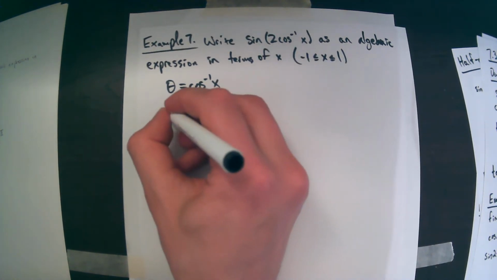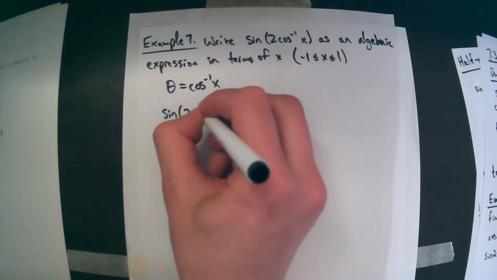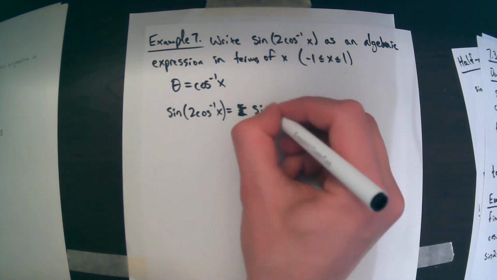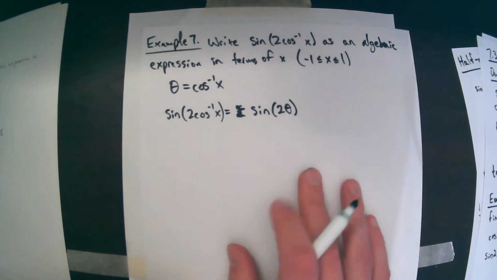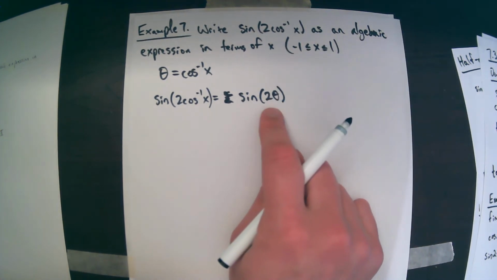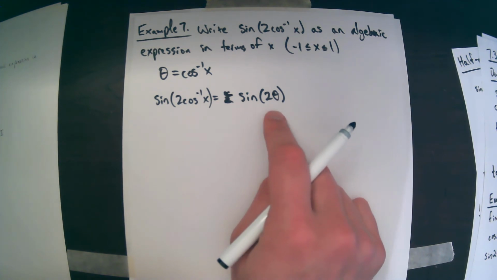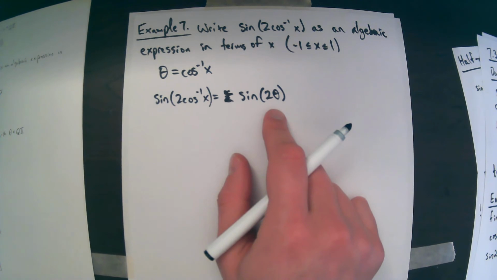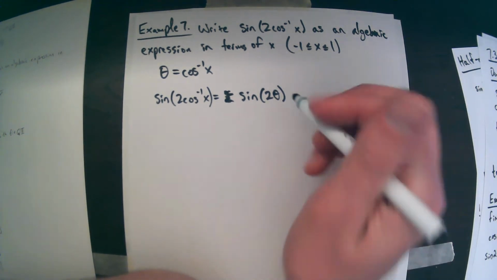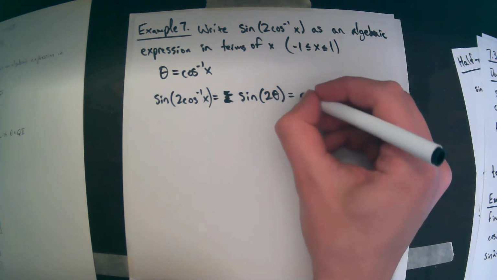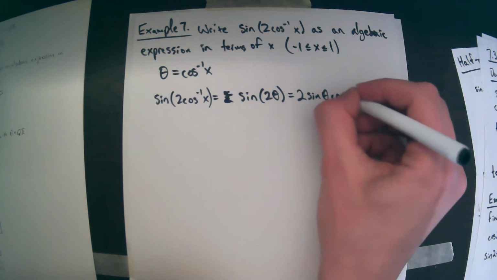So what I have here is that sine of 2 cosine inverse of x is equal to sine of 2 theta, which is good because now this looks much more manageable, because I have a formula for this. Wait, this is not a half angle problem. This is a double angle problem. I may have gotten out of order. Anyways, okay, so this is a double angle problem. Sine of 2 theta is 2 sine theta cosine theta.